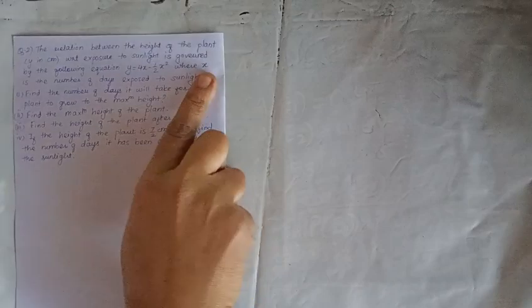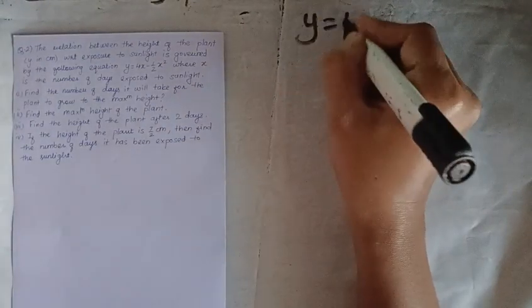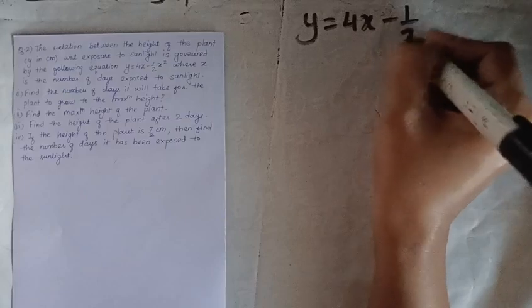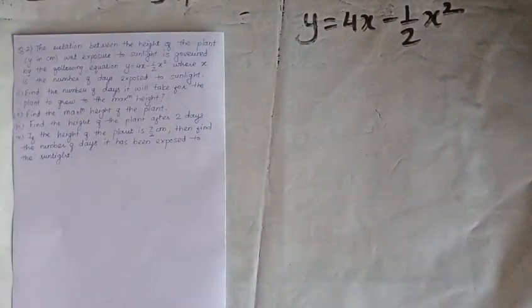Next question. The relation between the height of the plant Y in centimeters with respect to exposure to sunlight is governed by the following equation: Y is equal to 4x minus half x squared, where x is the number of days exposed to sunlight. The first question is, find the number of days it will take for the plant to grow to the maximum height.